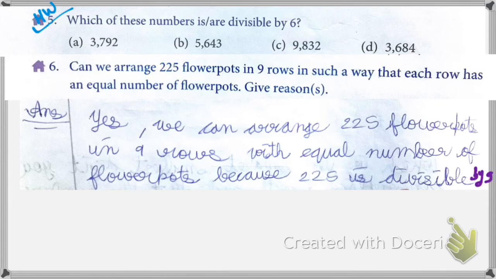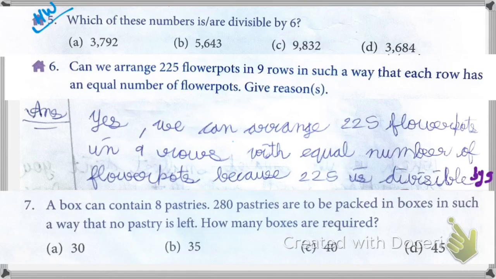Now let's move to question number 7. Question number 7 says a box can contain 8 pastries. 280 pastries are to be packed in boxes in such a way that no pastry is left. How many boxes are required? So students, you need to divide 280 by 8. It will give you 35.